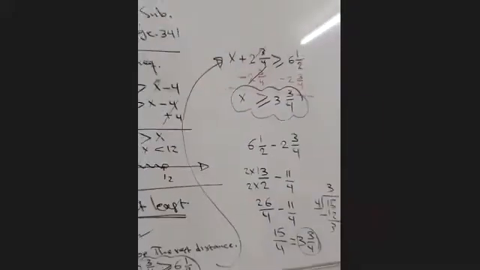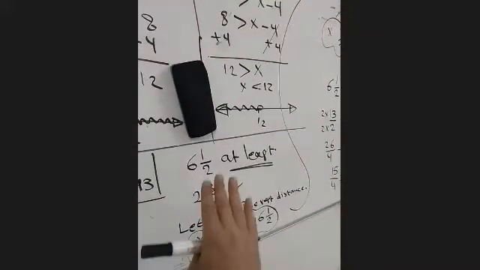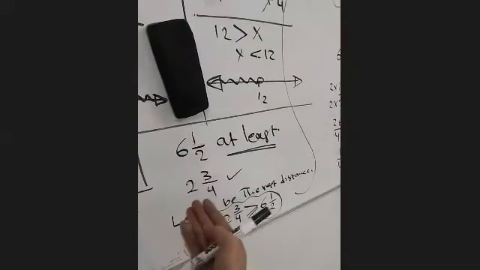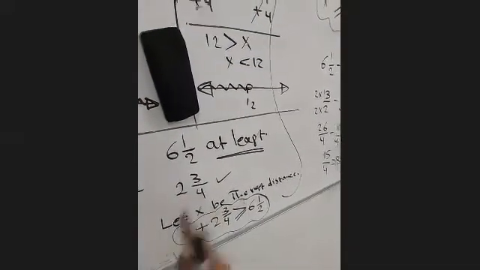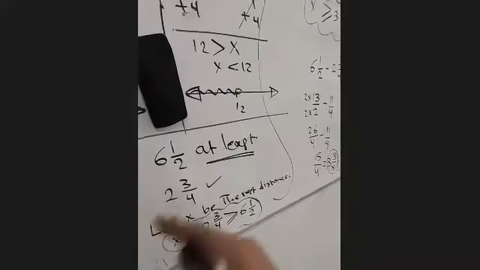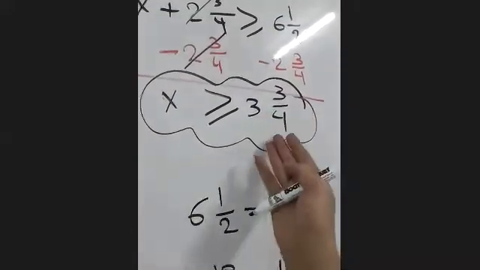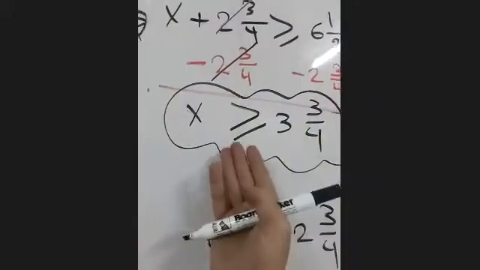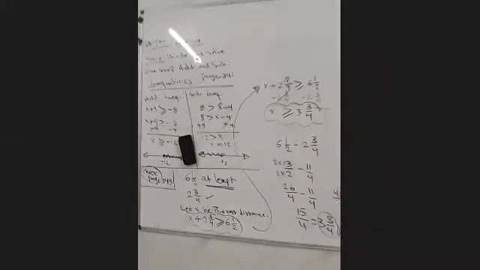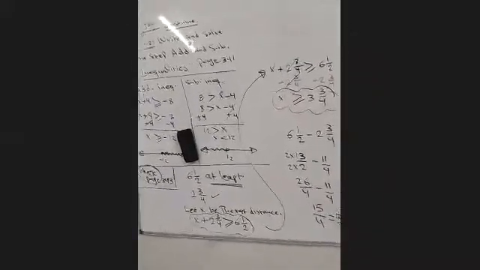So what does this mean in our question? She needs to walk at least 6.5 miles. She already did 2 and 3 over 4 miles. She needs to do 3 and 3 over 4 or more, or greater, to reach this goal. This is the check question, page 343.